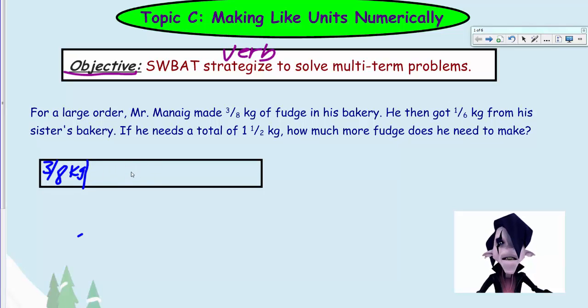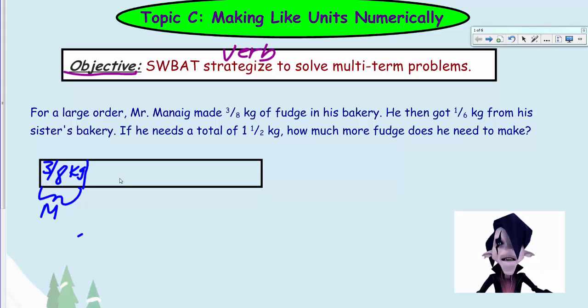4/8 would actually be half, so we think it'd be about here, but I'm just going to put it there. He needs a total of 1.5 kilograms, so you could almost say this is probably going to be a lot larger than 1 unit. Who was this one? This was Mr. Menig, right here, and let's just put an M.